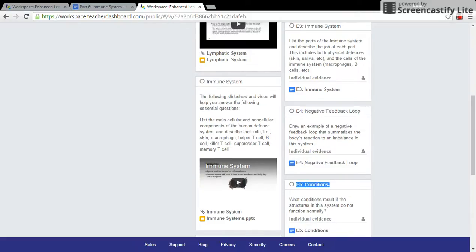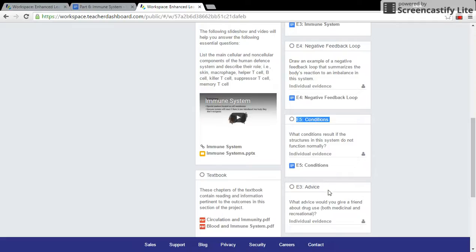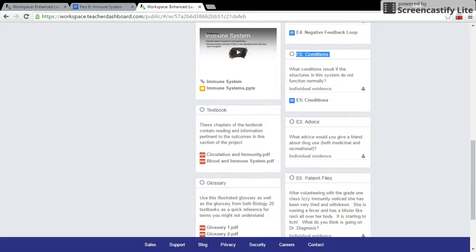Then there's those conditions that you need to be looking at, always thinking about how am I going to bring this back together for my end product. And then there seems to be a mistake. This right here, you guys, should not be there. It's not going to be on your workspace.